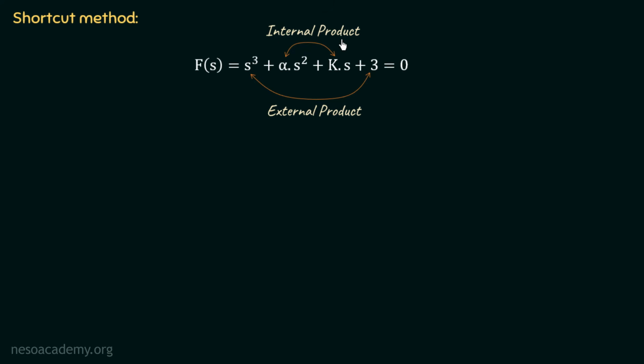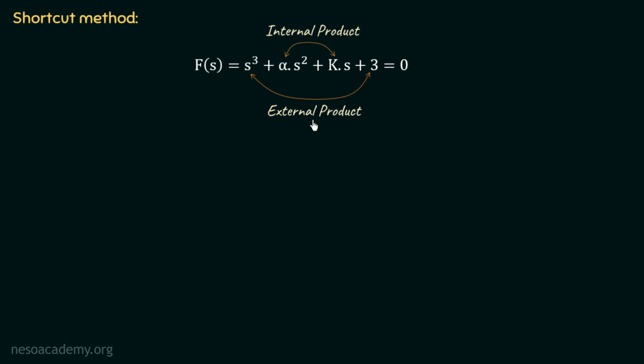The internal product is the product of these two coefficients. In this case, it is alpha multiplied with k, and the external product is the product of these two coefficients. In this example, it is 1 multiplied with 3. So what is the internal product? It is alpha k, and the external product is equal to 3.